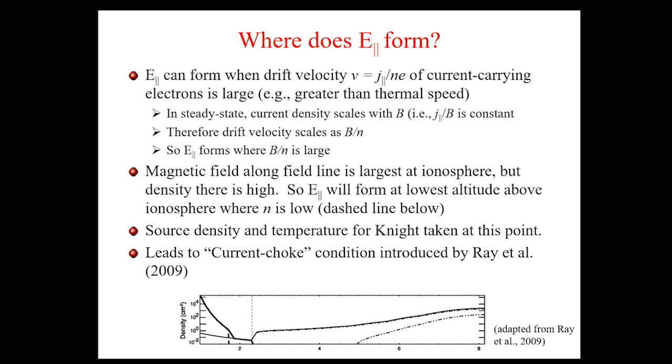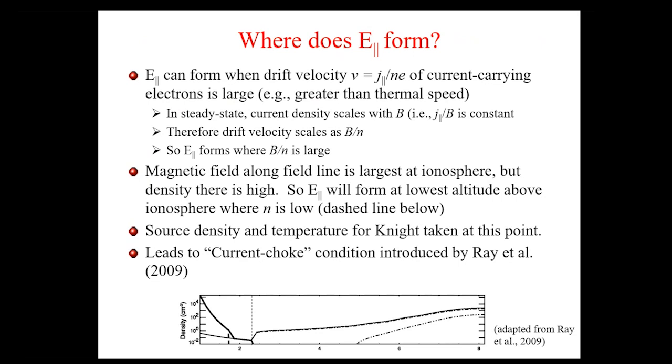And so coming back to this slide, where does that form? Well, the drift velocity of the electrons that are carrying current, the velocity of the electrons with respect to the ions, is the current divided by the density and the charge. As we consider a flux tube coming towards the planet, the ratio of the parallel current density to the magnetic field stays constant. And that means that this drift velocity scales as B over N. So I always want to emphasize this ratio of B over N. The location of the parallel electric field is where B over N is large.